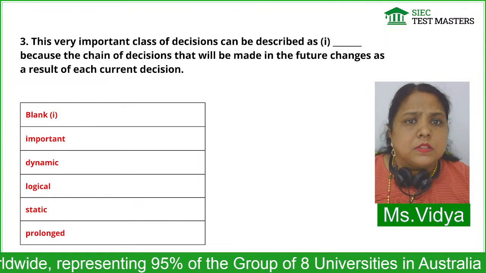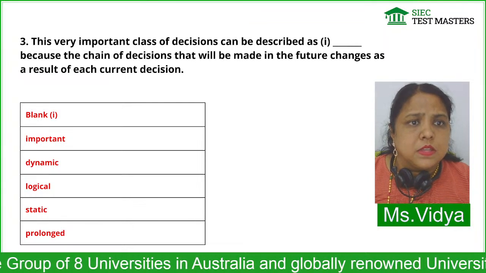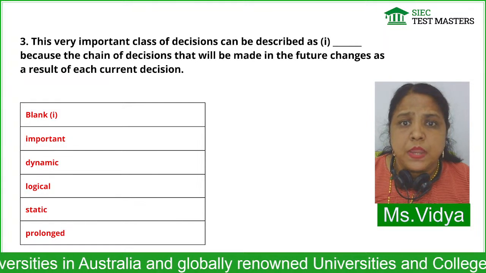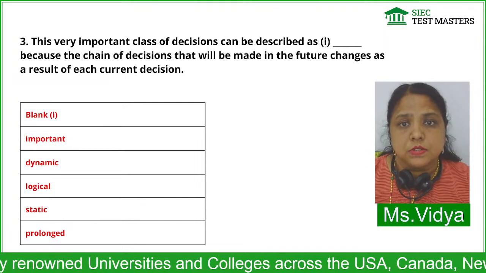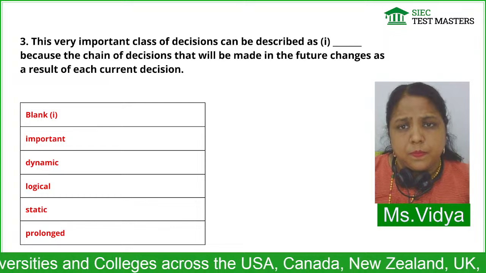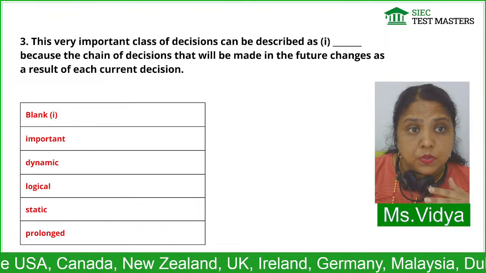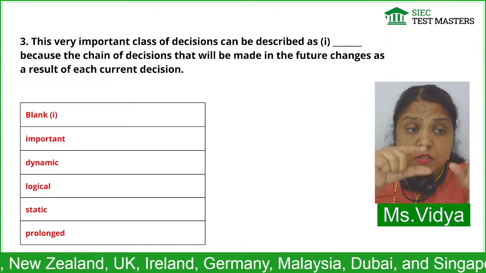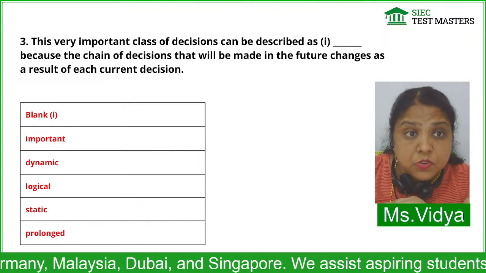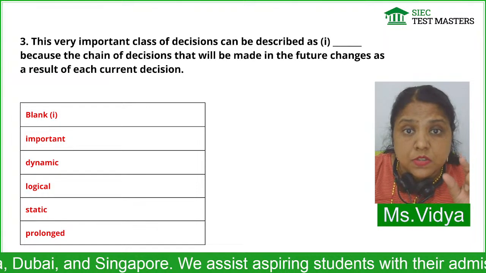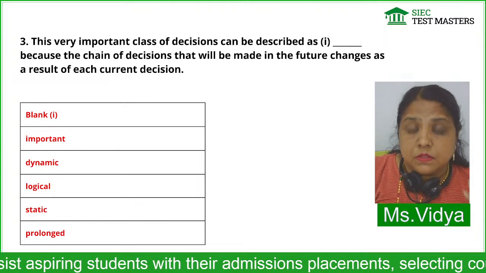This very important class of decisions can be described as dash because the chain of decisions that will be made in the future changes as a result of each current decision. So I understand that the decisions change in future. That's why this "because" is there. Because is the signpost. Because the decisions change in future, this very important class of decisions can be described as dynamic. I mean, something that is changeable.